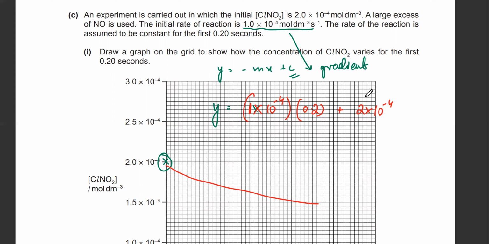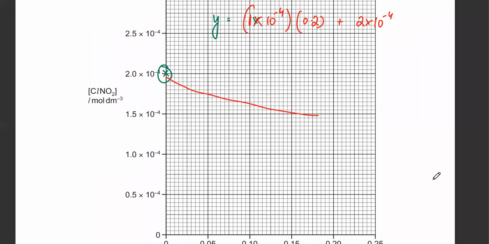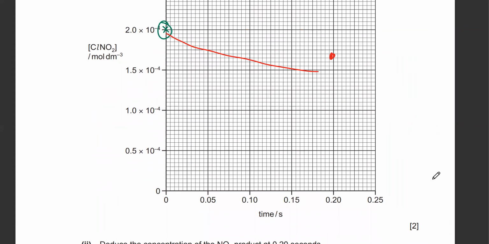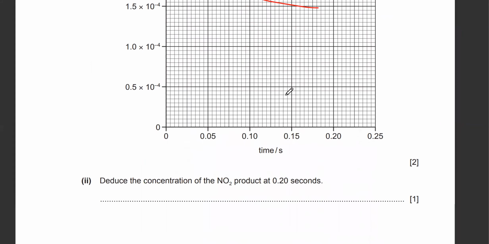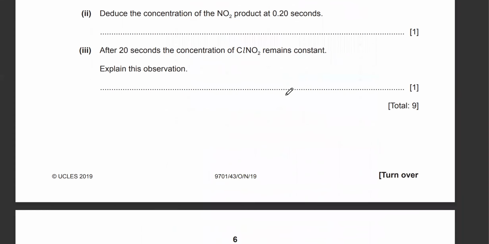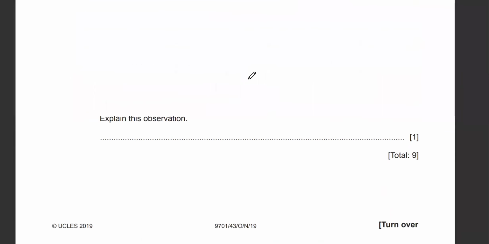Anyone, what are we getting for this? I get 1.8 times 10 power minus 4. So we're getting 1.8 at 0.2 seconds. So that means you're going to get a line something like this, Tika. That's what you're going to get. And we can skip that. We can go to entropy. The rest is just graph questions.